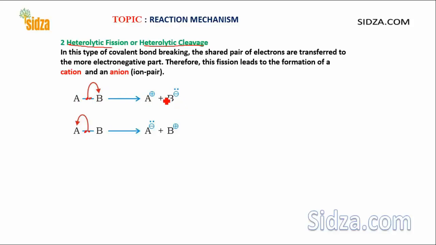So what are these? These are the charged species that we get, and they are called ions. So these are the ions, right? The charged species that we get here, these are the ions. Ions are of two types, cations and anions. A species with the positive charge is called a cation, and the species with the negative charge is called an anion. Okay, so ions are of two types, cations and anions. Anion is the one with the negative charge, cation is the one with the positive charge.